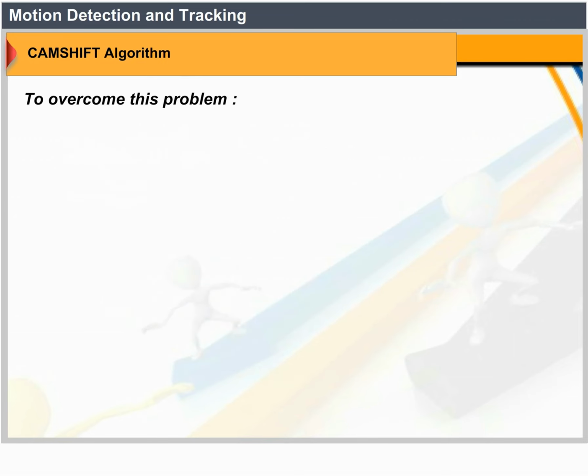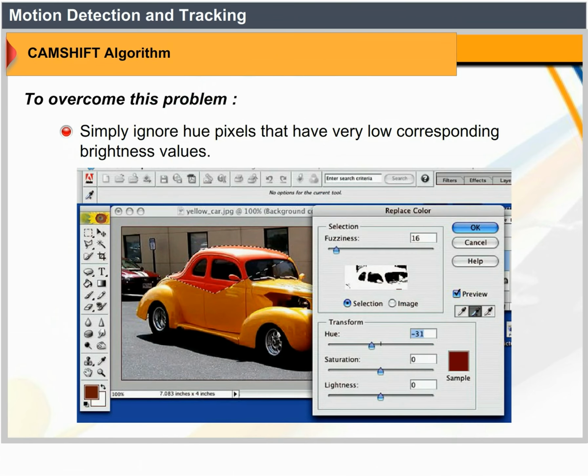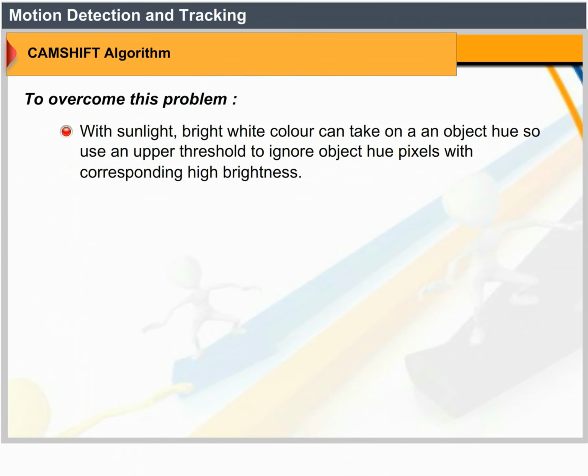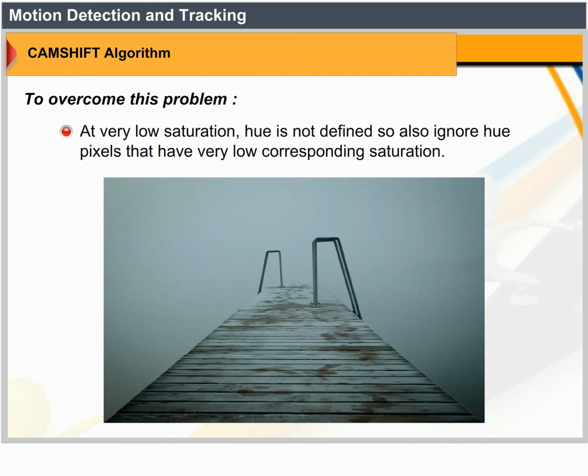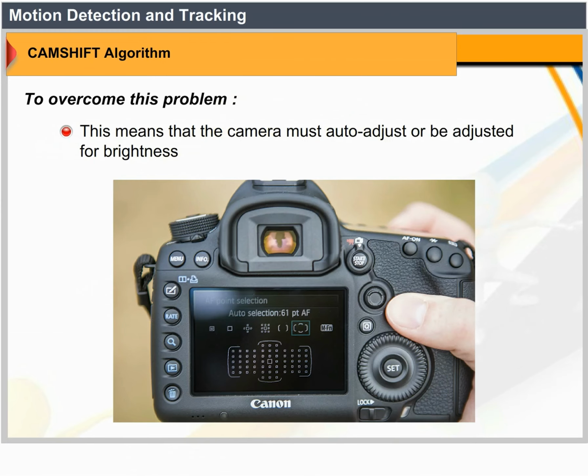This then leads to wild swings in hue values. To overcome this problem, simply ignore hue pixels that have very low corresponding brightness values. With sunlight, bright white colors can take on an object hue, so use an upper threshold to ignore object hue pixels with corresponding high brightness. At very low saturation, hue is not defined, so also ignore hue pixels that have very low corresponding saturation. This means that the camera must auto-adjust or be adjusted for brightness.